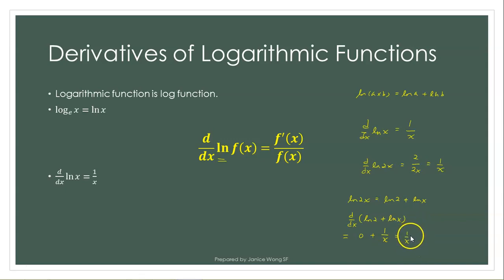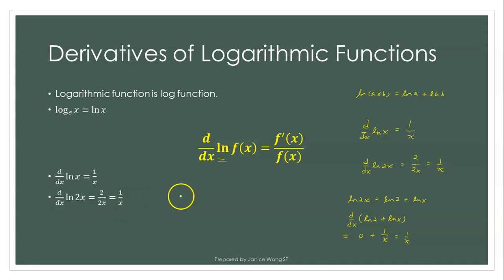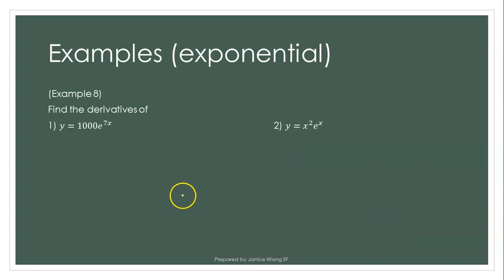This explains why ln x and ln 2x will have the same derivatives. So differentiate ln 2x will be equal to 2 over 2x, which is 1 by x. Let's see the example on derivative of exponential and log function.